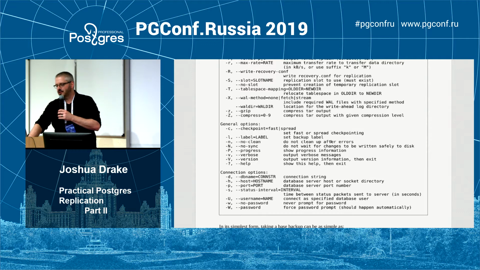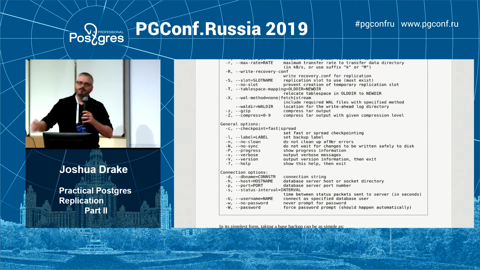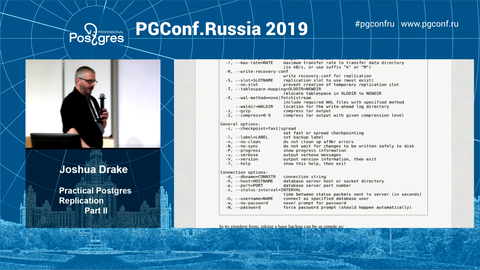WAL method, fetch or stream, include required WAL files with specified method. You definitely want to do that. Location for the write-ahead log directory, if you by default move the WAL directory.